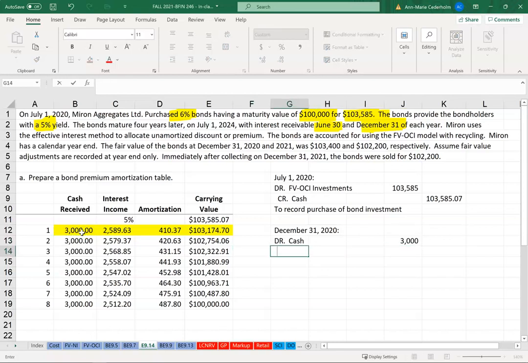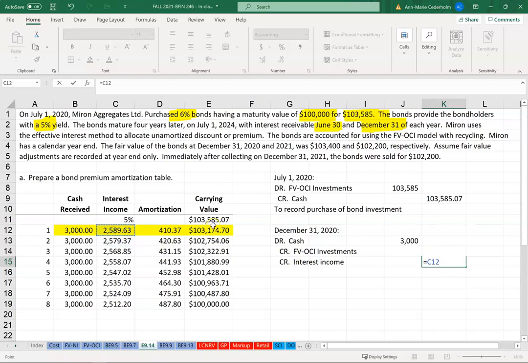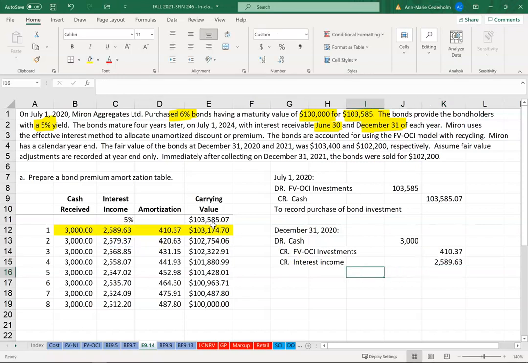I'm going to credit my fair value through OCI investments for the amortization, so that's 410.37. I know I have to credit that because my bond is sitting as a debit and I'm trying to make the balance smaller. So I credit that account to bring it down to 103,174. And I'm going to credit my interest income for the 2589.63. And I'll just say to record collection of interest.